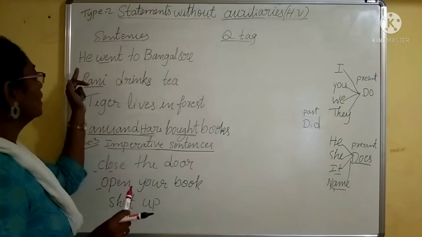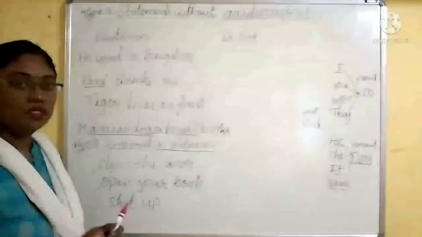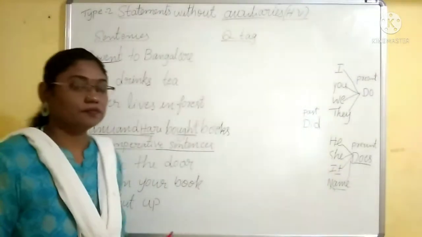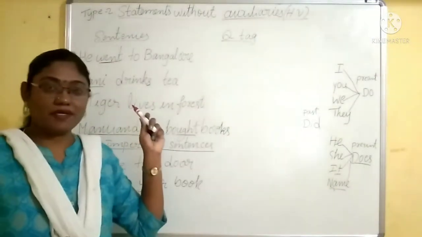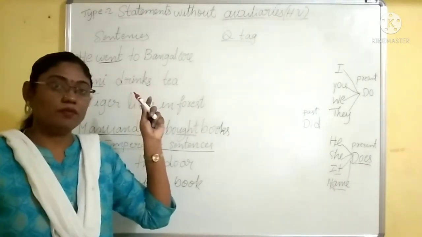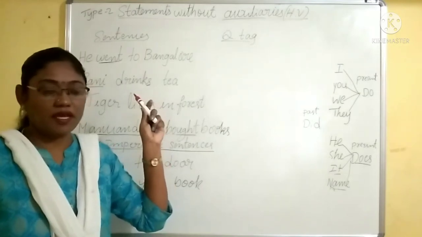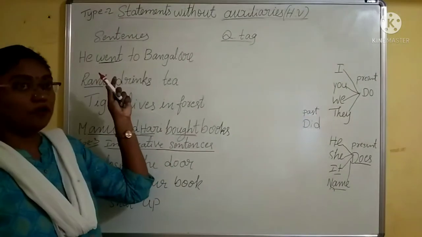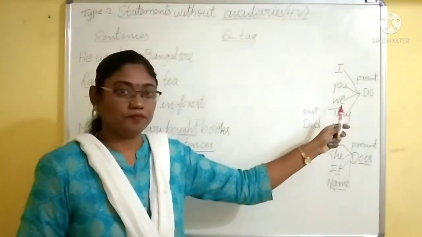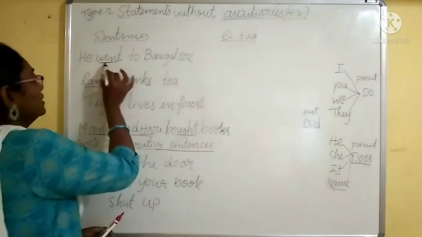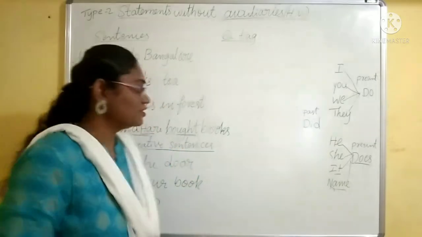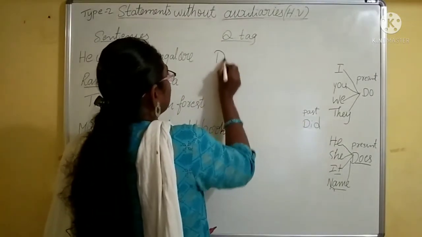The first sentence, he went to Bangalore. You first find out the verb. Went is the verb. Is this in present or past tense? Yes, it is in past tense. Went is a past tense verb. Go is present tense. Then after that, you select the do forms. If the verb is in past tense, you start with did. So, I'll write did.